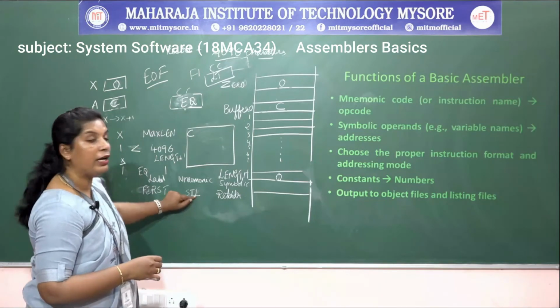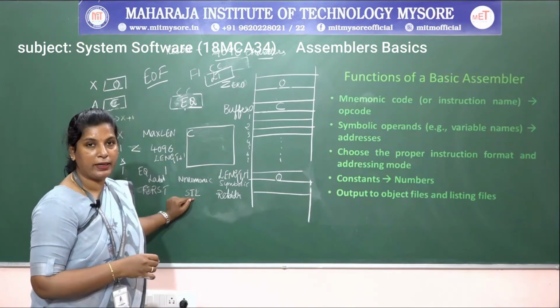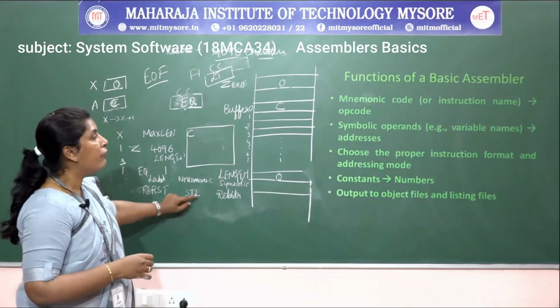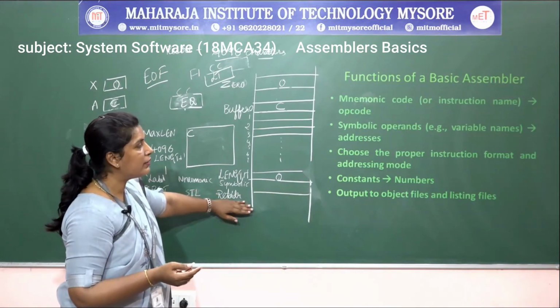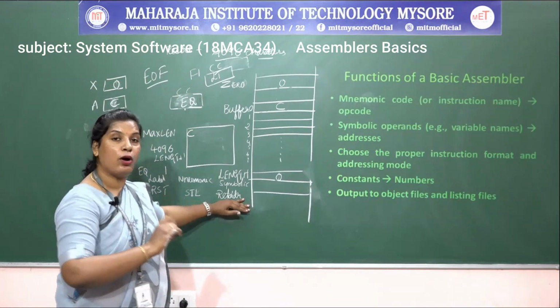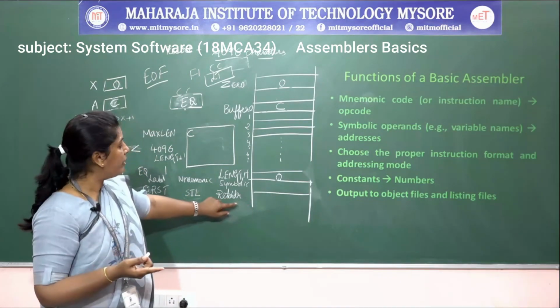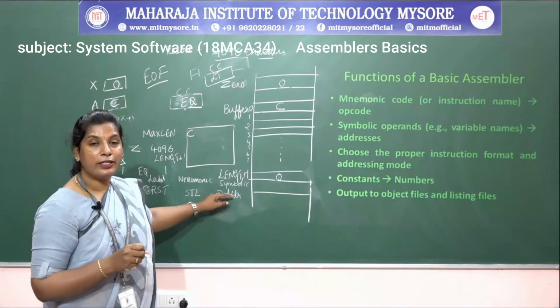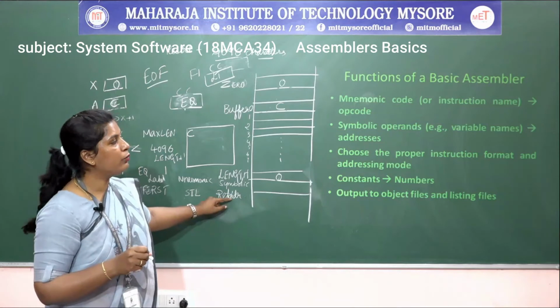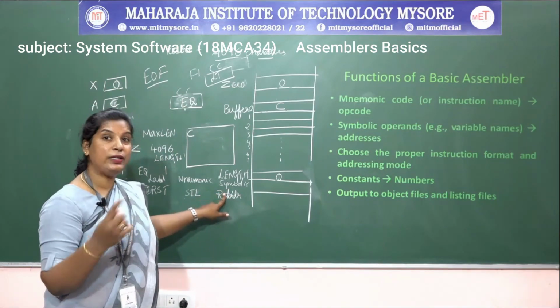Each mnemonic value has its own opcode, 1 byte length, 2 hexadecimal digits. First it converts this mnemonic code into its opcode. Then it converts the symbolic operand into its address. For example, return address is the variable name. So it converts this symbolic operand into its address.